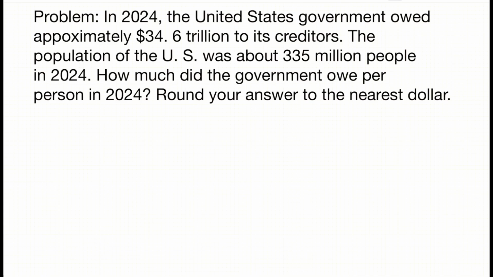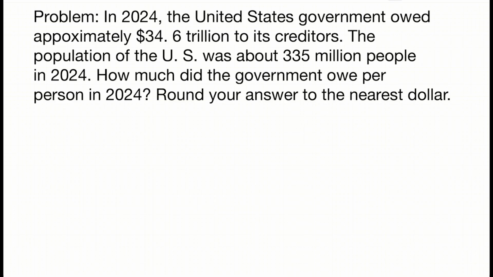In 2024, the United States government owed approximately $34.6 trillion to its creditors. The population of the U.S. was about 335 million people in 2024. How much did the government owe per person in 2024? Round your answer to the nearest dollar.